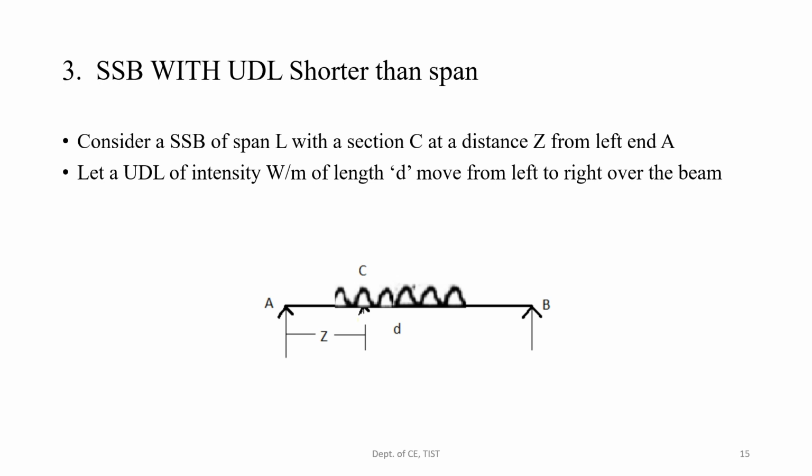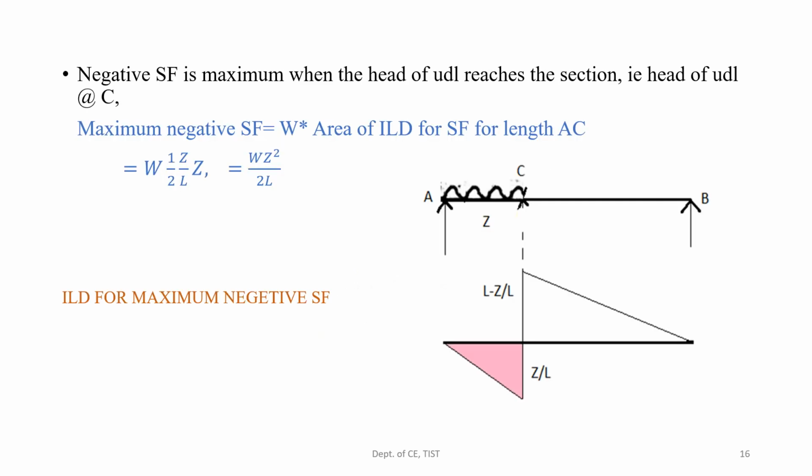So, the value of negative shear force occurs when the head of the UDL reaches the section C. That is, you have to place the head of the UDL at this section C, and the remaining part will appear in the span AC. Here you can see the area under this UDL as a triangle. Just take the area of this triangle and multiply it by the intensity of load, and you will get the maximum negative shear force, which is equal to W L Z square divided by 2L.